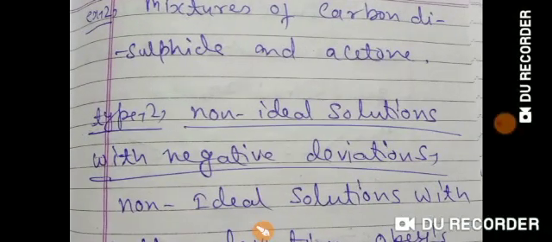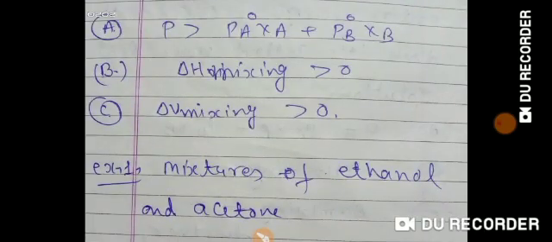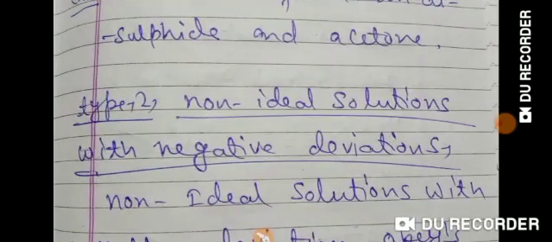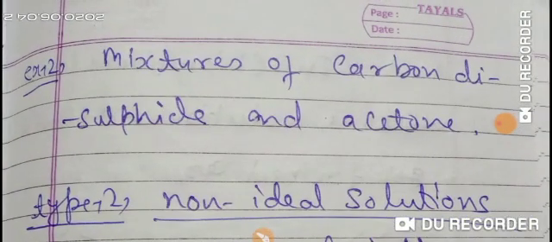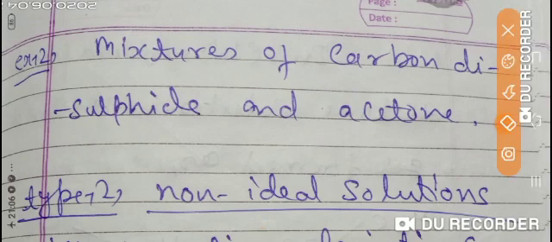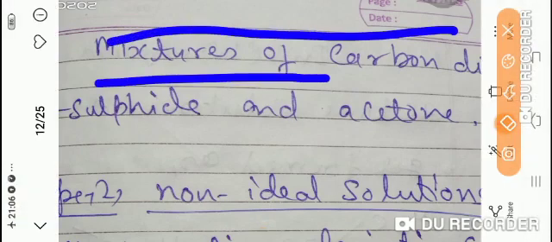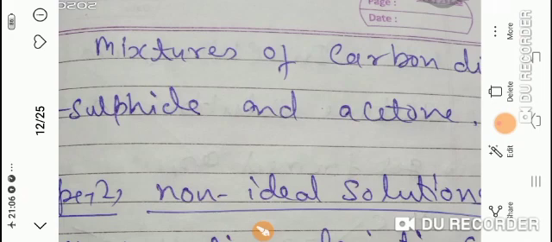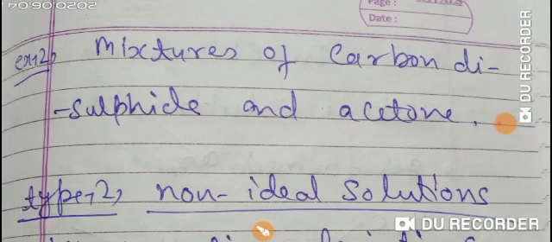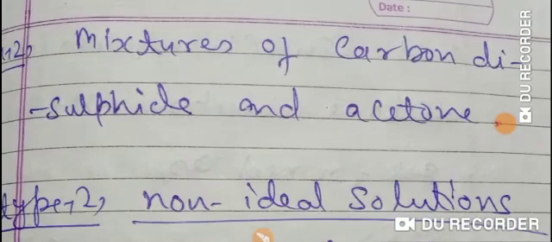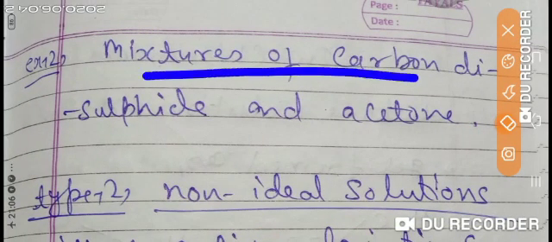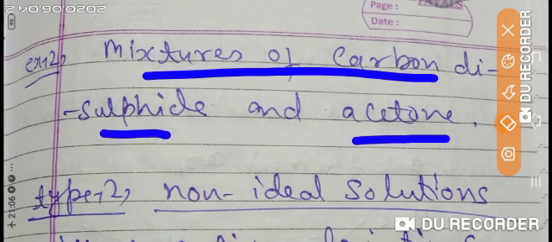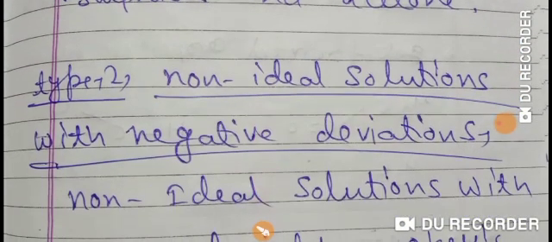Yes, example 2. Look one more time. This is the mixture of carbon disulfide and acetone. I am going to explain one more time. Carbon disulfide is a liquid. When mixed with acetone, the resulting solution is a non-ideal solution with positive deviation. Come to the next, type 2.